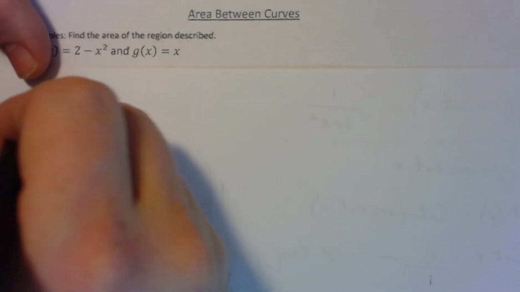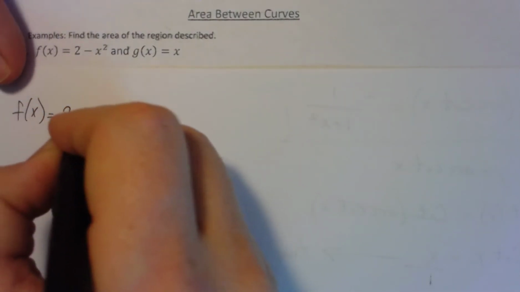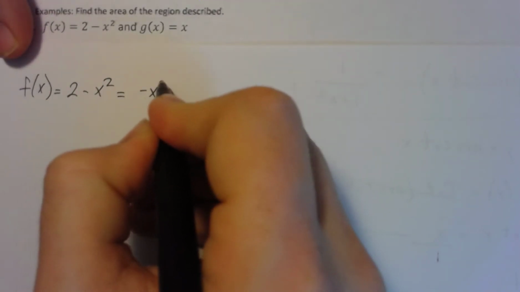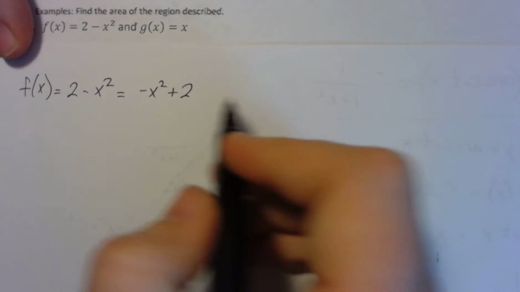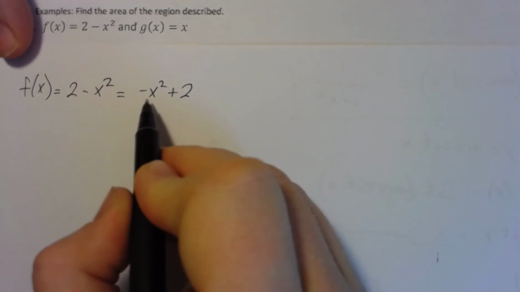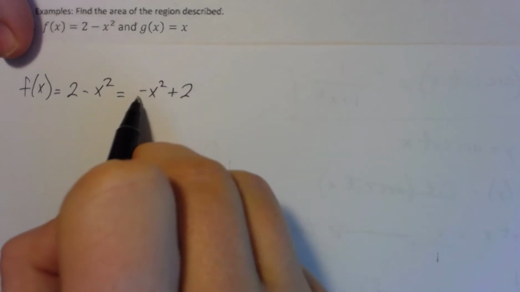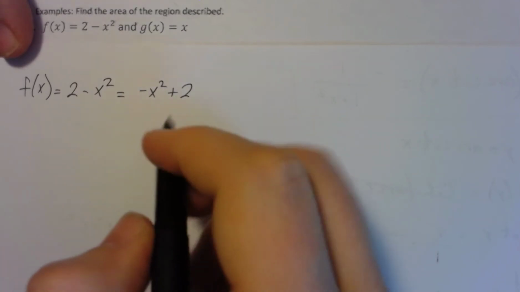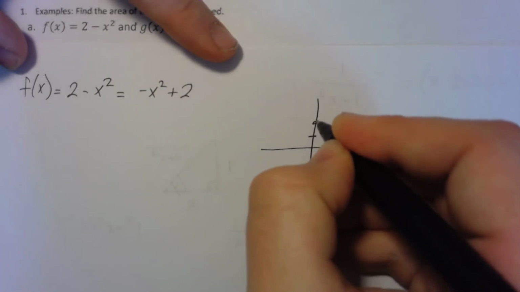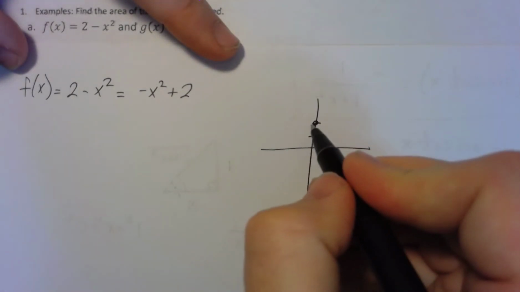The first thing I'm always going to do every time I'm given a problem like this, asked to find the area between curves, is look at these equations and manipulate them so that there's something I can graph. By moving this 2 to the other side and moving the negative x squared in front, I can view this as a quadratic facing down that was shifted up 2 units. So I'm going to look at a graph that looks like this. 1, 2, there's the peak of the graph, and it's going to be facing down.